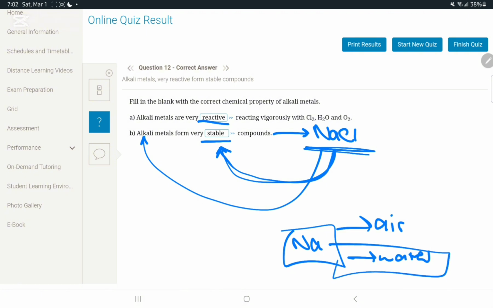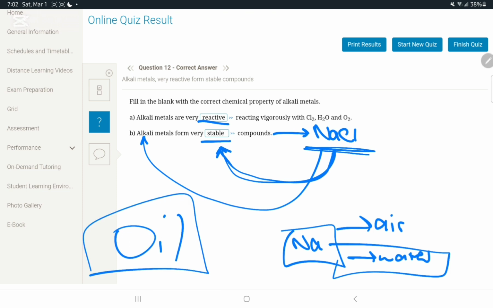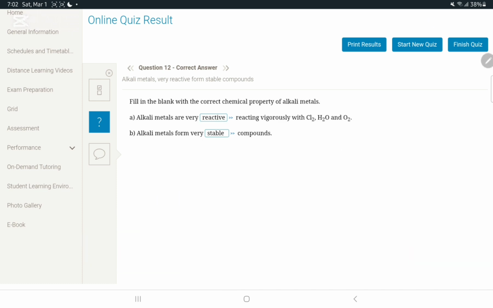That's why these elements that are in group 1 are not stored in plain air, or in water. They're stored in mineral oil. They're put in this mineral oil so they can be preserved, as these metals do not react with the oil. So they're not stored in air, but they're stored in oil, since they're very reactive.